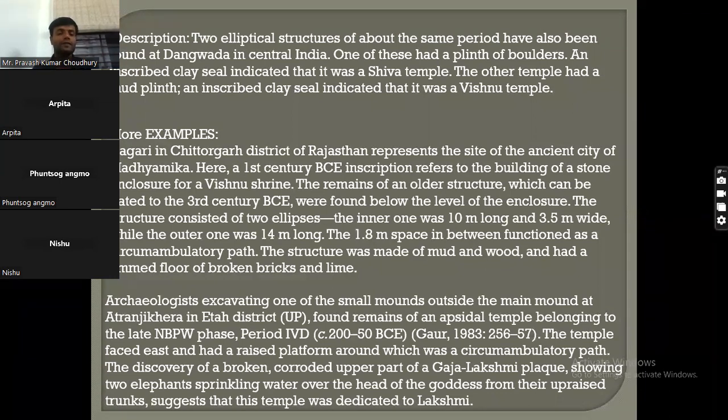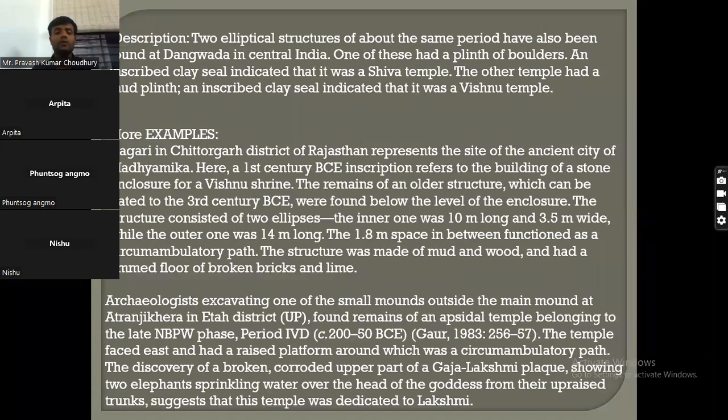for dedicating prayers to different gods and goddesses. For example, one Gajalakshmi plaque has also been found. Two elephants sprinkling water over the head of the goddess are found at this site. Such iconic representations allow us to prove that these structures that we come across in archaeological excavation must have had some religious significance, and this must be religious architecture.